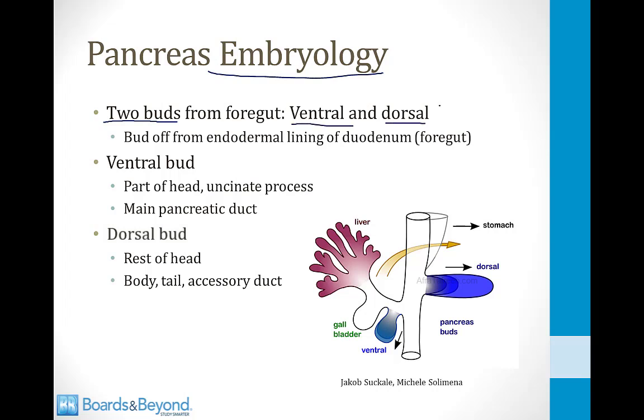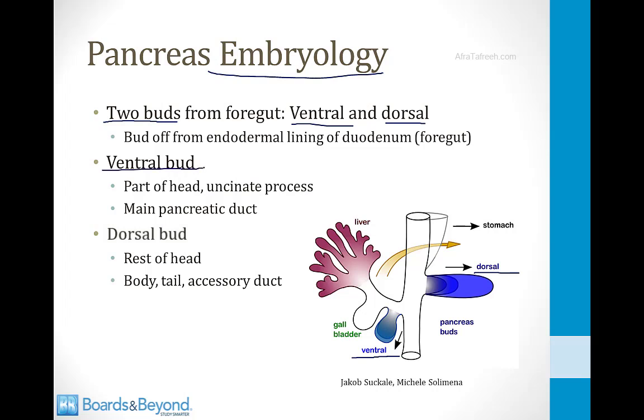Ventral means towards the front of the fetus, dorsal means towards the back, and this is shown in this picture here. You've got a bud coming off the foregut going in this direction towards the gallbladder and another bud going in this direction towards the back of the foregut. And these 2 buds are going to eventually fuse to form the pancreas.